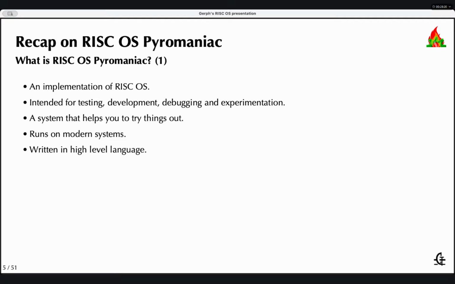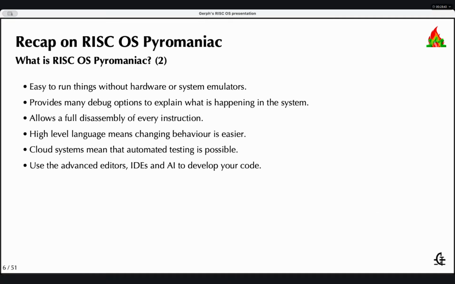So it's intended for testing, debugging, developing, and experimenting with RISC OS interfaces. It's not intended for everyday use, but to make the process of developing and prototyping easier. It's written in a high-level language, Python, and it runs at the command line or within a window on Windows, Linux, and macOS.